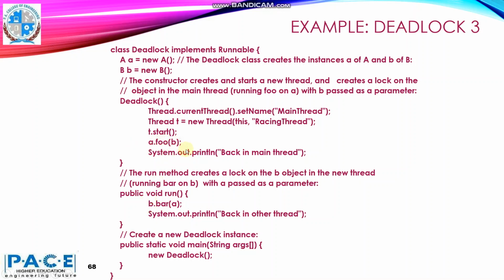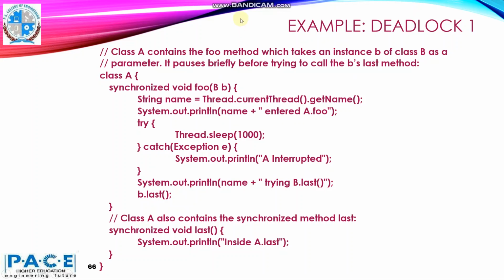Now you see what happens inside A dot foo. I am going back to the class A. Inside a.foo, the main thread has entered, then it slept for 1 second, and this way the main thread has acquired the monitor on object A, and then it is trying to call b.last. So it is trying to acquire the monitor on object B. But we know that the child thread has already acquired the monitor of the object B.